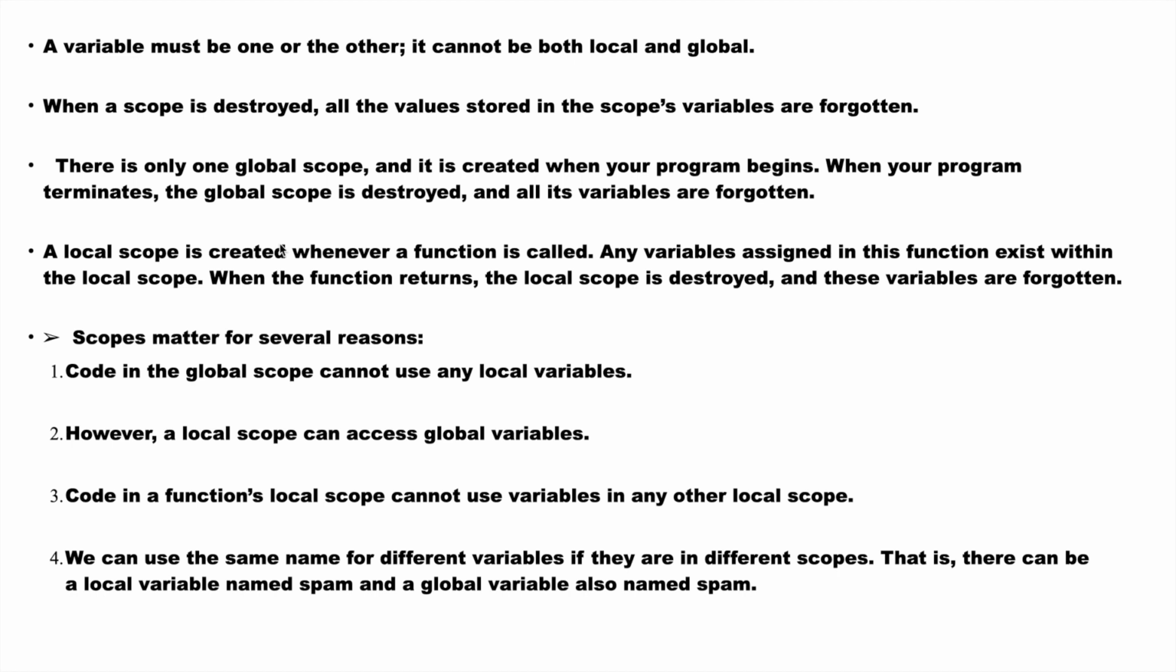That's why a local scope is created whenever a function is called, but global scope is created when your program begins. Hope you're understanding, right? If you have any doubts, please post them in the comment section.